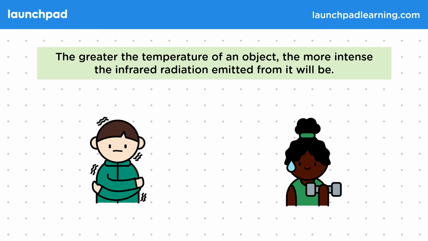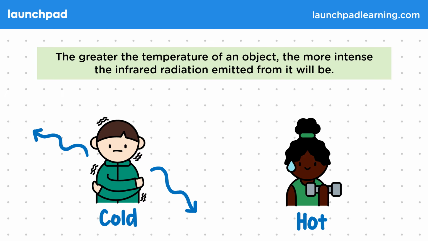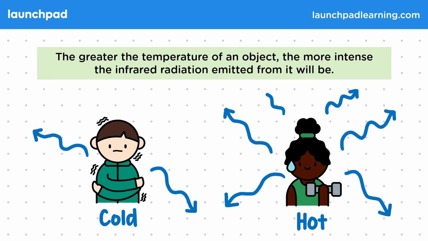Let's suppose we have two people. One is very cold because of their surroundings, and the other is very hot because they've been exercising. Both these people will be emitting infrared waves, but the cold person will only emit a few waves, while the hot person will be emitting a lot of waves. This stops the cold person from becoming too cold and helps the warm person bring their temperature back down to be closer to their surroundings.